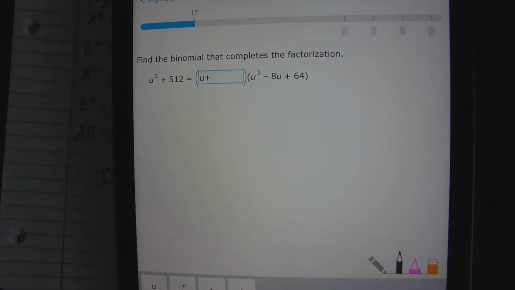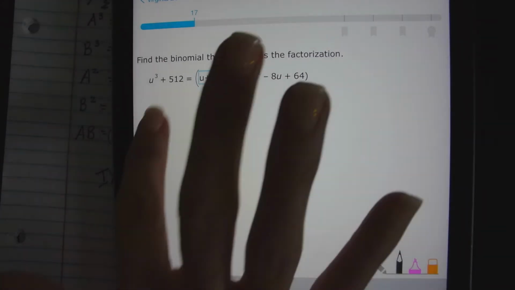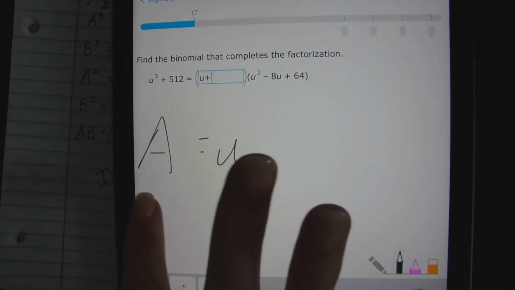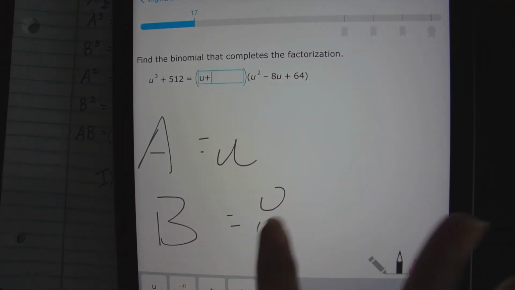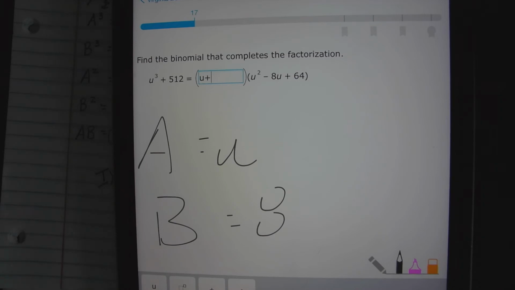What's the cube root of 512? I'm going to be honest, I'm not totally sure, is it 12? No, it's not, because it has to be less than 10. So A here is u, B is 8. I trust you. There you go. There's no greatest common factor here.